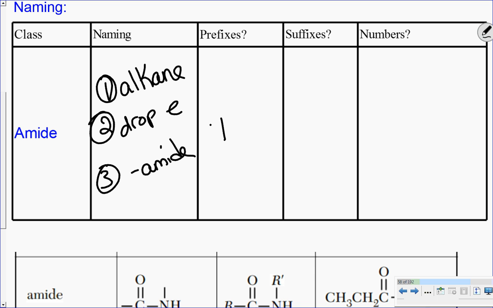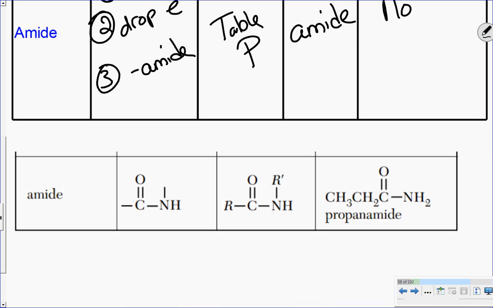So our prefix will be from table P. Our suffix will be amide. We do not need any numbers. These are typically on the end of the molecule, or they're incorporated in larger molecules, so it's not really considered important. Just a little bit about these.